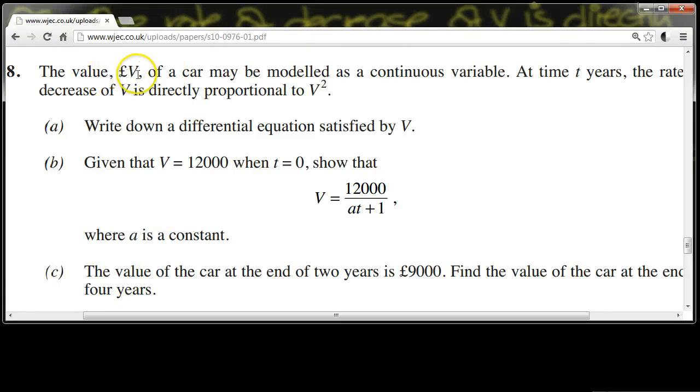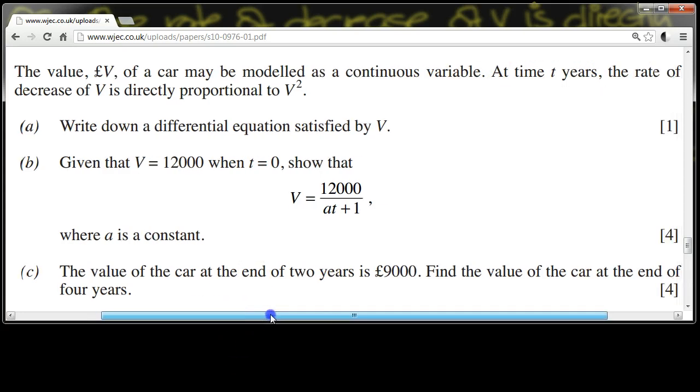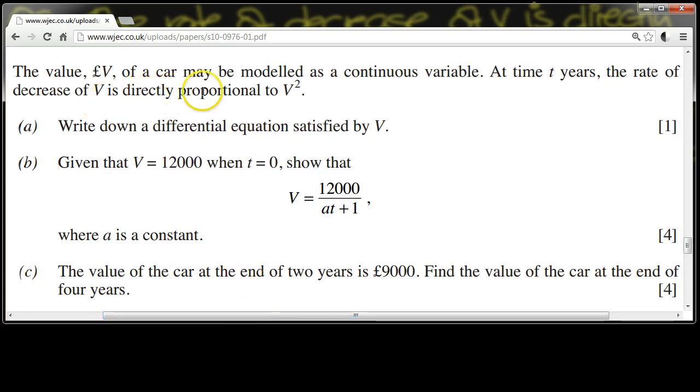The value of v pounds of a car may be modelled as a continuous variable. At time t years, the rate of decrease of v is directly proportional to v squared. Write down a differential equation satisfied by v. Given that v is 12,000 when t equals 0, show that v equals 12,000 over at plus 1, where a is a constant. The value of the car at the end of 2 years is £9,000. Find the value of the car at the end of 4 years.